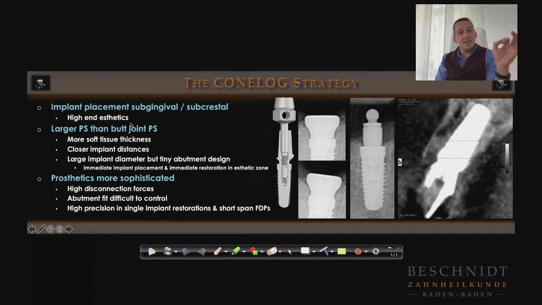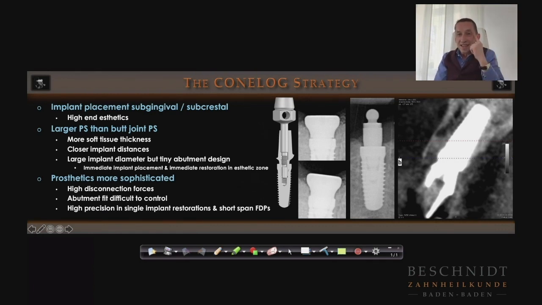It's the high-end aesthetics. You have a larger platform switching than the butt joint platform switching, which means more soft tissue thickness, closer implant distances, large implant diameter but tiny abutment design. The prosthetics, on the other hand, is a little more sophisticated. You have higher forces and the abutment fit is more difficult to control.